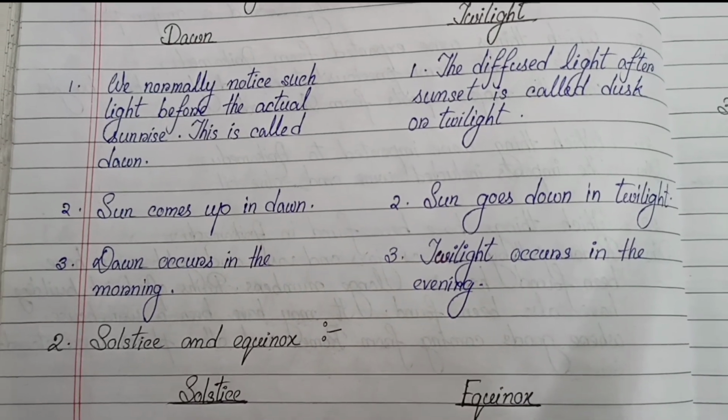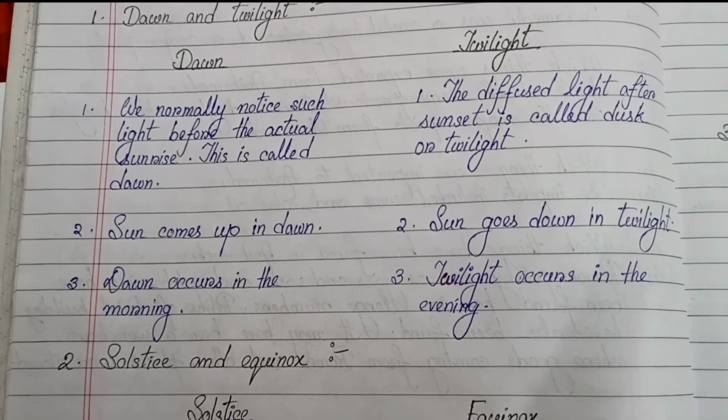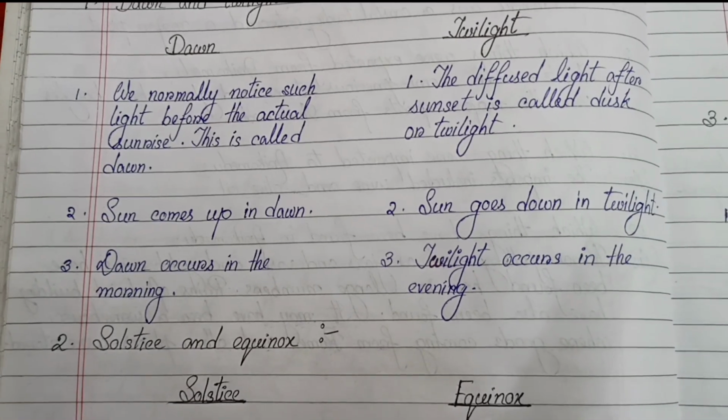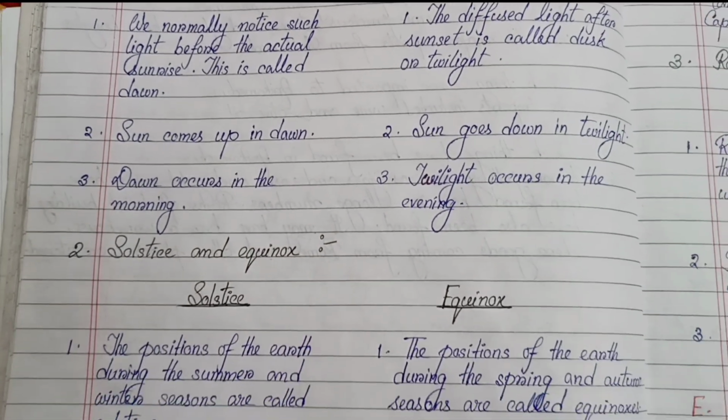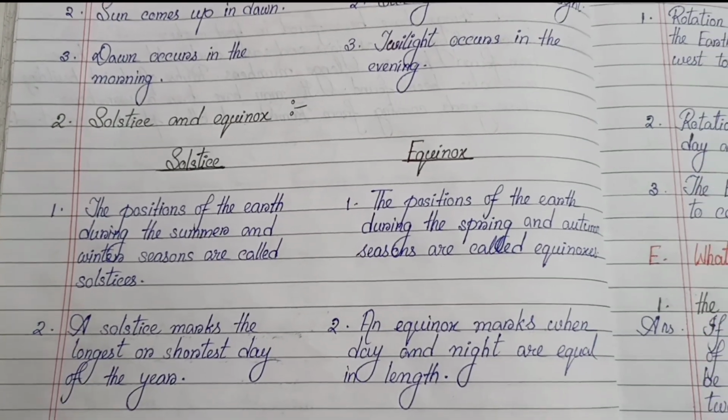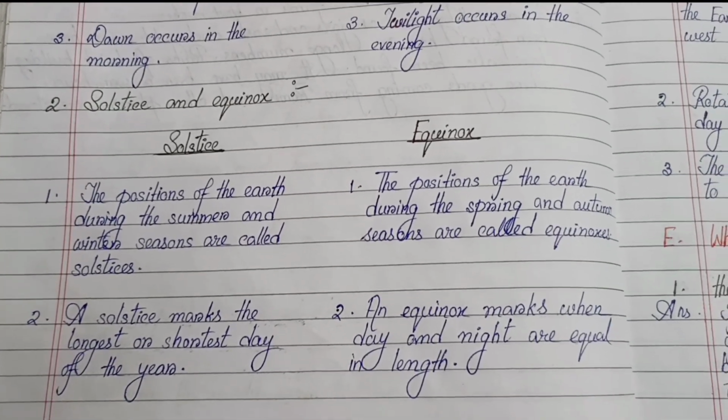Number 2, sun comes up in dawn. Number 2, here sun goes down in twilight. Number 3, dawn occurs in the morning. Number 3, twilight occurs in the evening. Number 2, solstice and equinox.